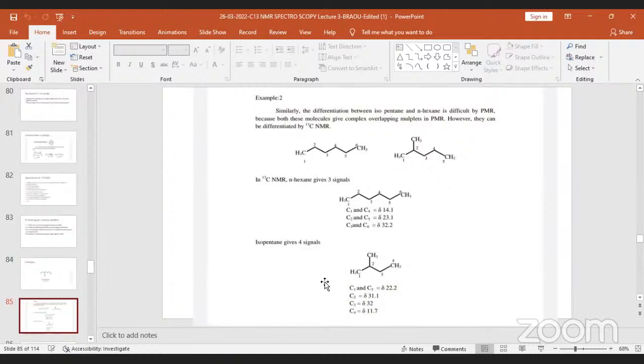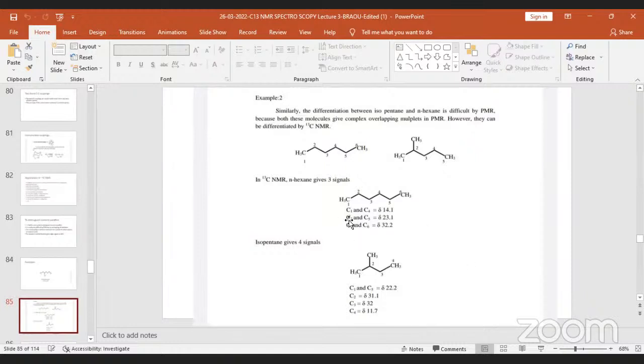Okay. Isopentane or 2-methyl butane. 2-methyl butane gives how many signals? 1, 2, 3, 4 signals, isn't it? Because these 2 methyls are same, C1 and C5. See, this is the chemical shift value. So C2 is this much, C3 is this much.